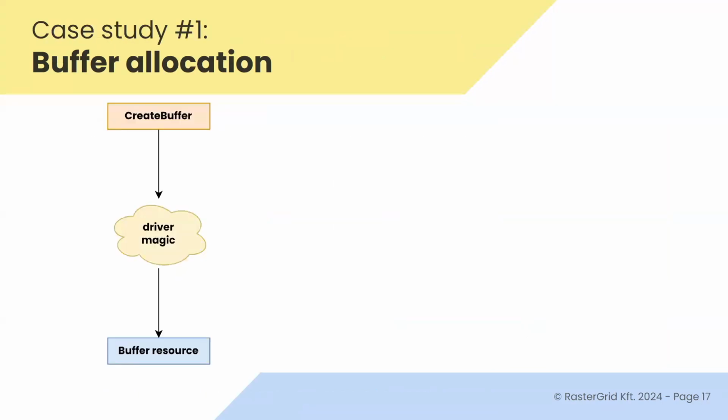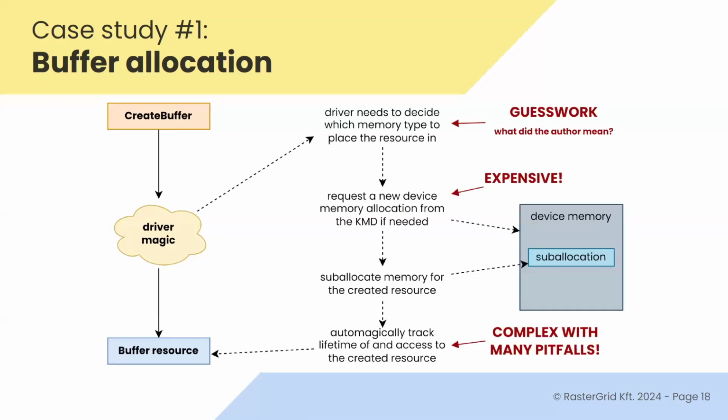So, first case study: creating a buffer. You cannot imagine anything simpler, right? You create a buffer, you get back a buffer resource. However simple it sounds, in practice it can involve a lot of things. First of all, the driver needs to decide which memory type to put that buffer in. It could be actual system memory, not even VRAM. And there's a lot of guesswork in that. You provide a set of inputs in your favorite API, but in the end, the driver will use heuristics and whatever to decide where to put it.